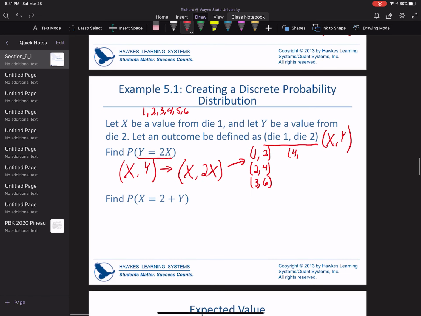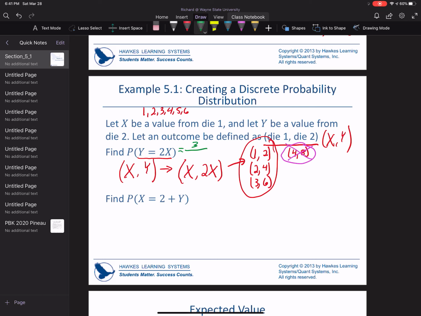That would be 4 times 2, which is 8. But wait a minute, we got a problem. I can't have the value of the die be more than 6, so that's not going to work. So that means if x was 5 and 6, that wouldn't work either. So it looks like these are the only 3 outcomes that we're going to have to deal with in this case. Okay, so that's 3.